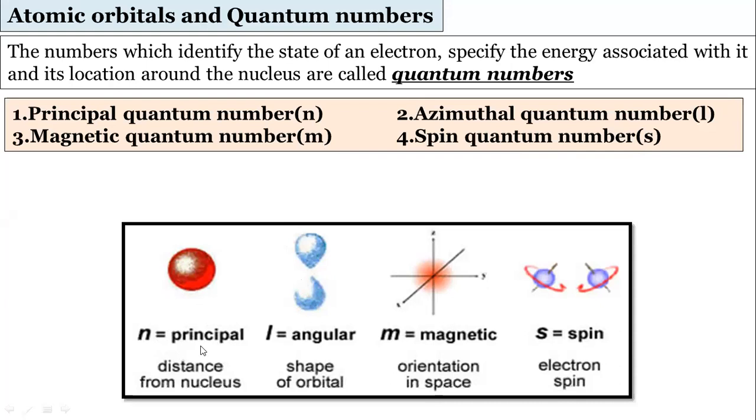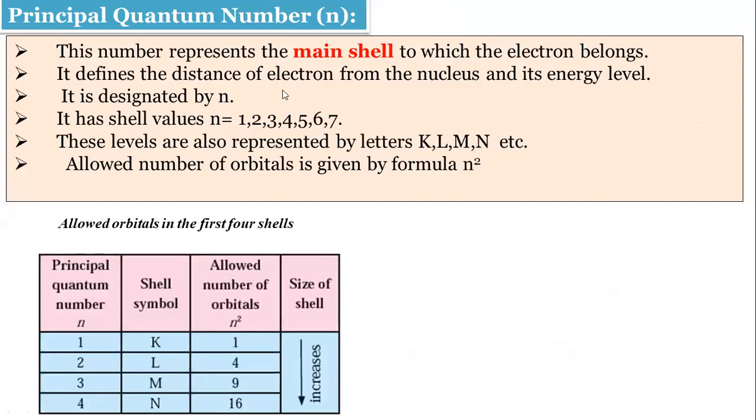The principal quantum number denotes the distance of the electron from the nucleus. Then the angular or azimuthal quantum number denotes the shape of the orbital. The magnetic quantum number indicates its orientation in space, and the spin quantum number gives information about the spin of the electron, whether it is in upward or downward direction, clockwise or anti-clockwise. To understand a brief idea about the quantum numbers, this slide is shown. Detailed information we will discuss.